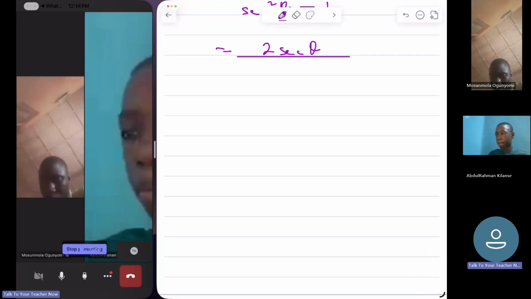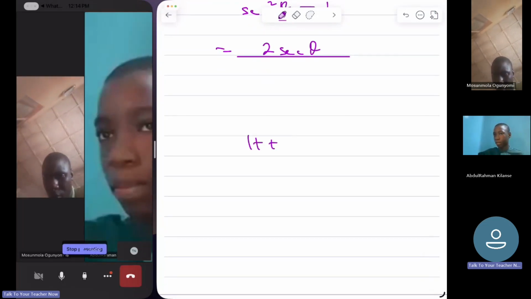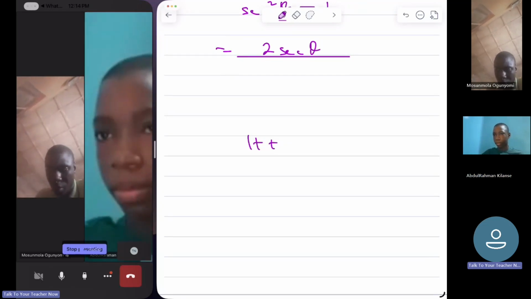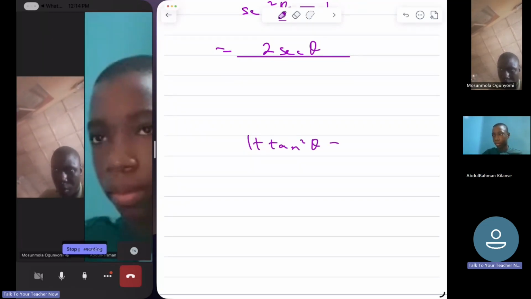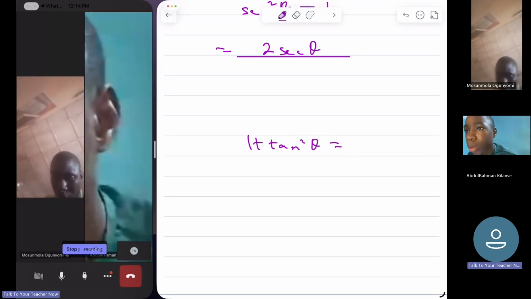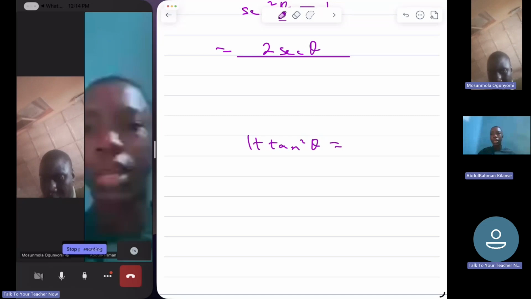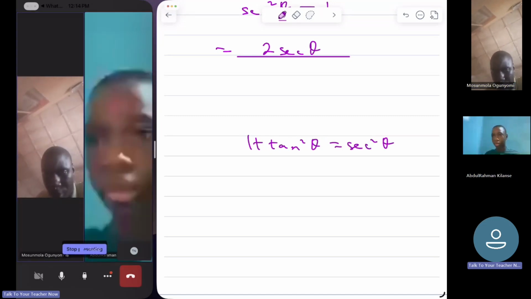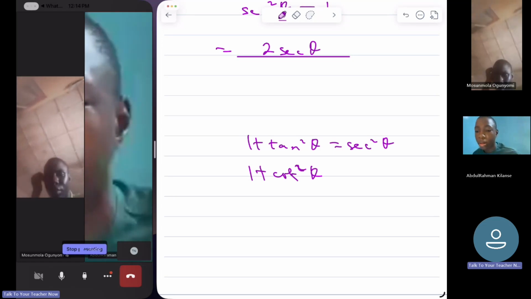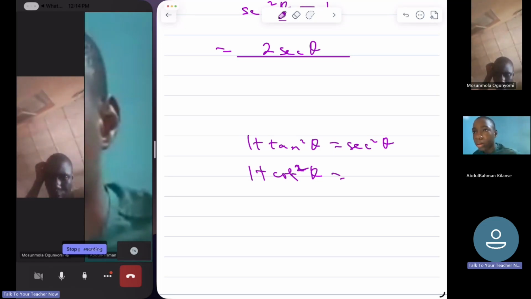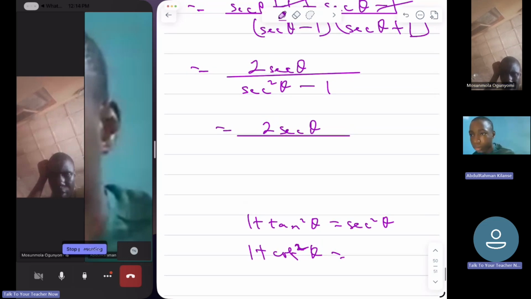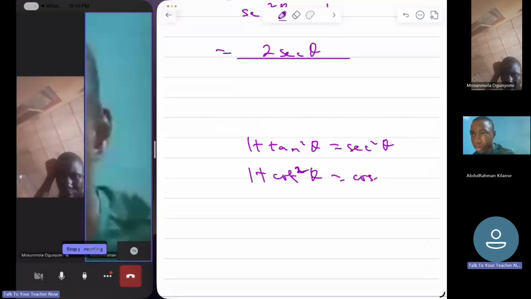Sin square theta plus cos square theta is 1. Yes, sir. 1 plus tan square theta is equal to what? Sec square theta. And at the same time, 1 plus cot square theta is equal to what? Cosec square theta.